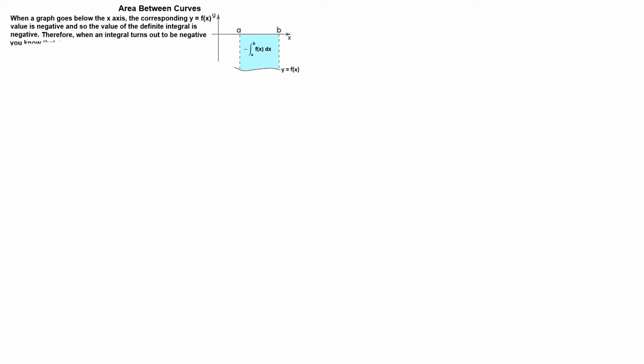When a graph goes below the x-axis, the corresponding y value is negative, and so the value of the definite integral is negative. Therefore, when an integral turns out to be negative, you know that the area is below the x-axis. The area is negative, and we take its absolute value.